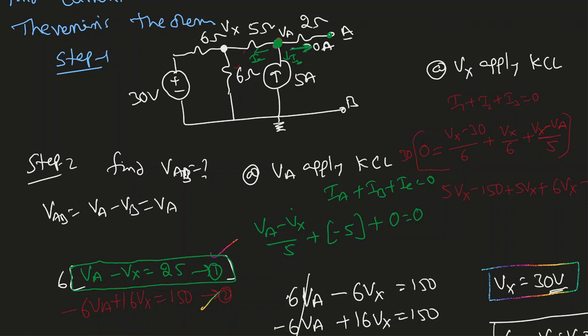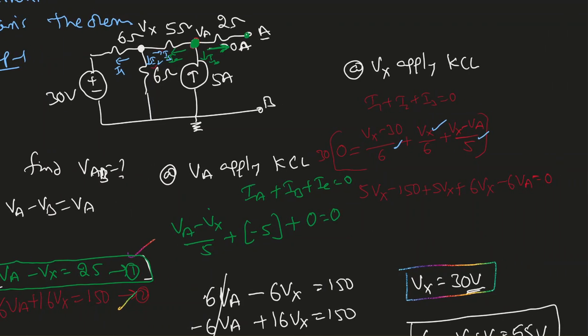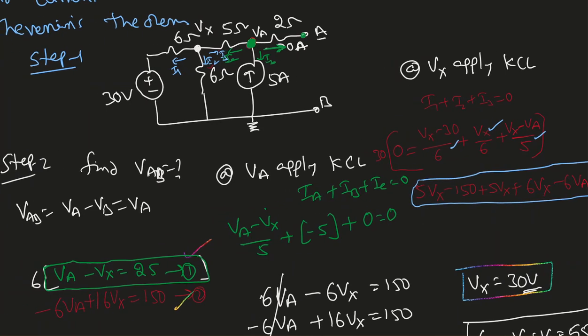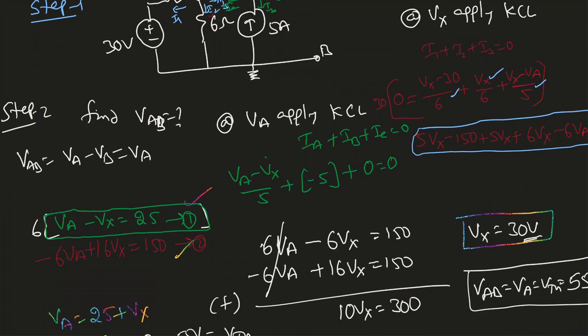Now at Vx, apply KCL. At Vx, I'm applying KCL. I'm taking these currents as I1, I2 and I3. So I1 equal to Vx minus 30 over 6, plus I2 equal to Vx over 6, I3 equal to Vx minus Va over 5. After simplifying this equation, we end up with minus 6 Va plus 16 Vx equal to 150. That is my second equation. So these two are the main equations.